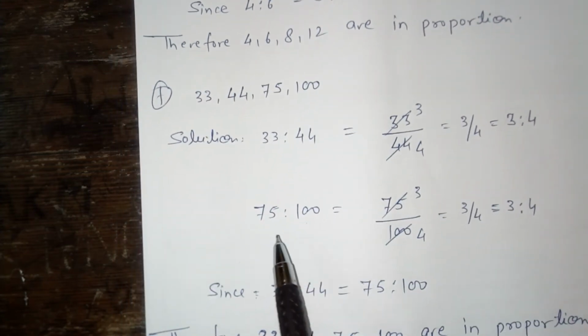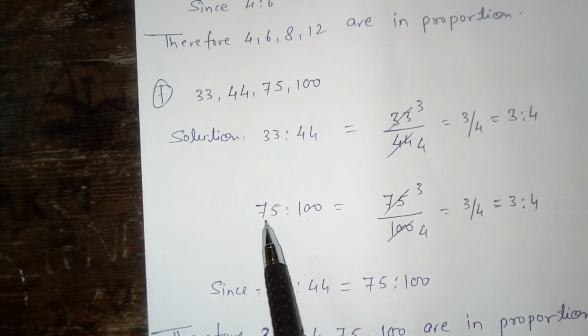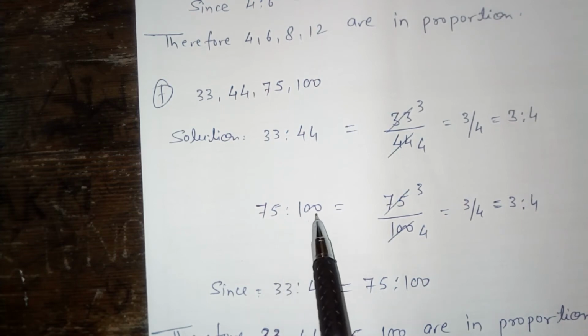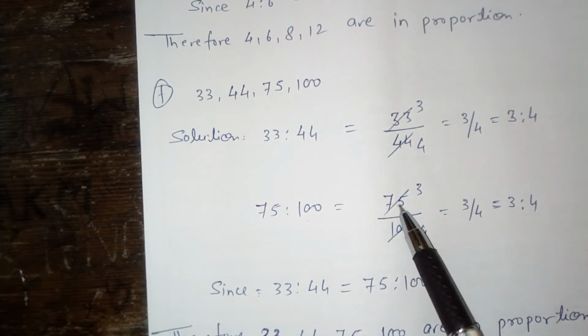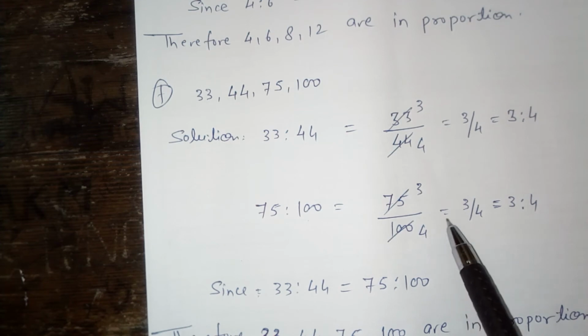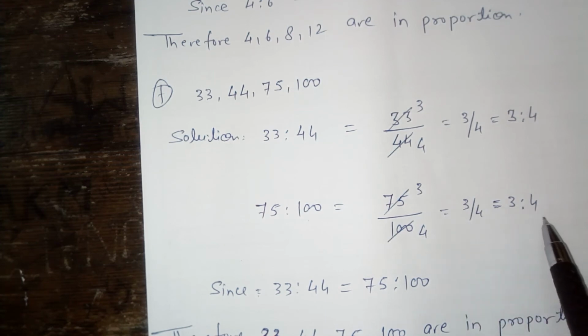Now the third number is 75 and the fourth number is 100. The ratio of the third and fourth number will be 75:100, which is equal to 75 upon 100. 75 and 100 can be cancelled by 25. 25 3s are 75, 25 4s are 100, so it is equal to 3 upon 4, which is 3:4.